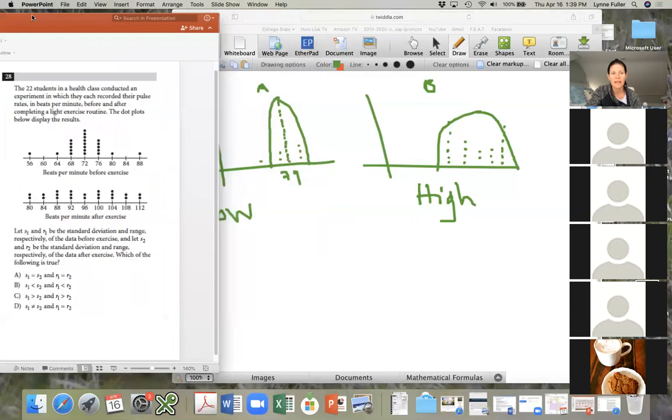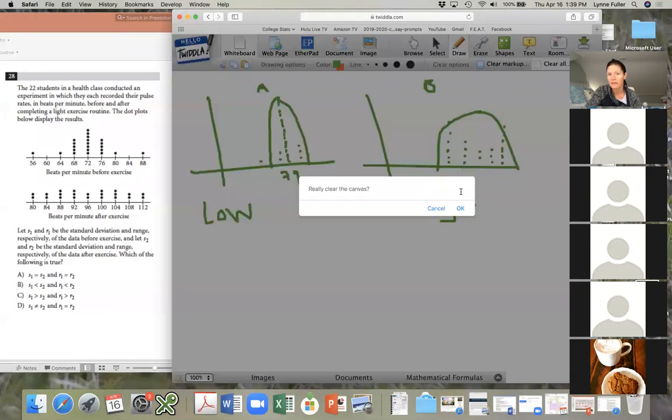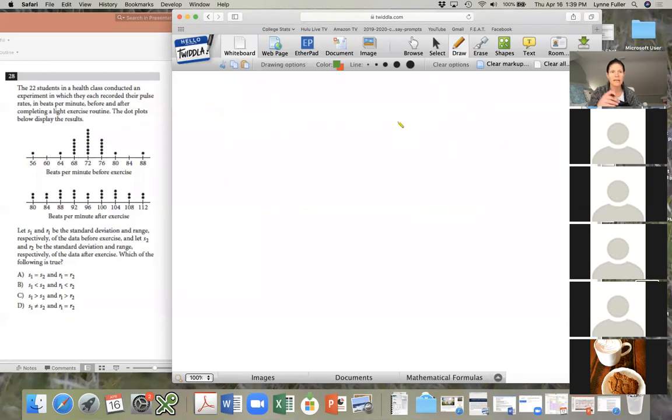Now, you can see that they actually already plotted those points for us, which is really nice here for question number 28. So the 22 students in a health class conducted an experiment in which they each recorded their pulse rates in beats per minute before and after completing a light exercise routine. The dot plots below display the results. Okay, so if I were to draw a line over this, this would be a lower standard deviation, and this would be a higher standard deviation. So the first one would be a lower standard deviation, and the second one will be a higher standard deviation.